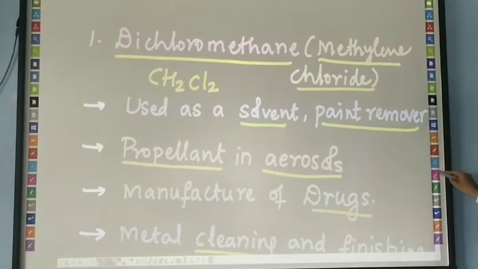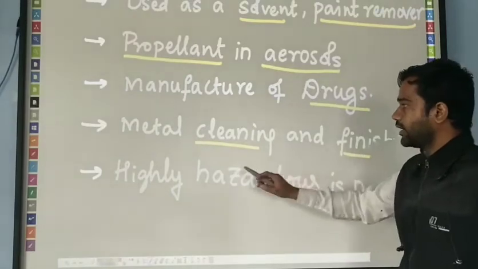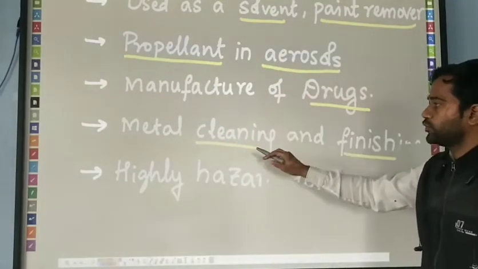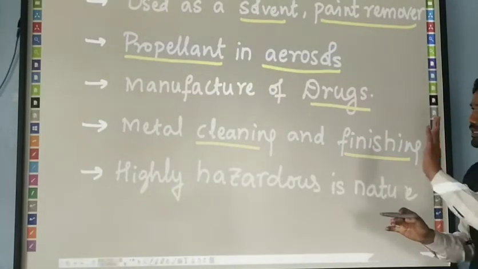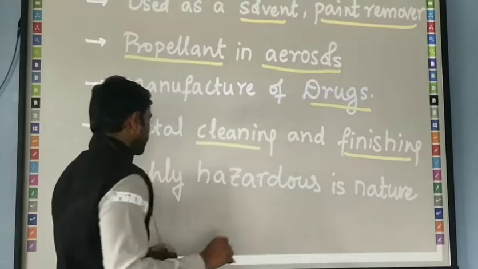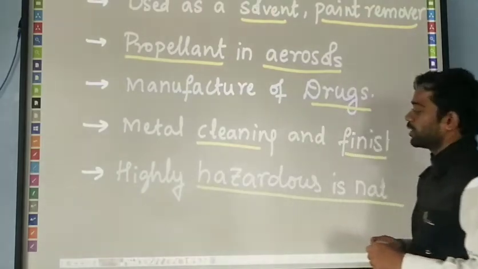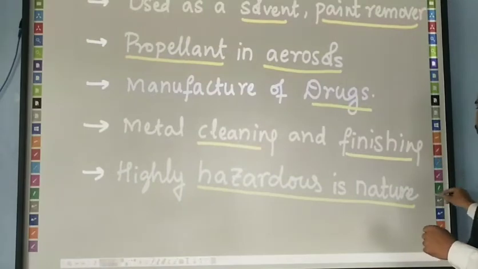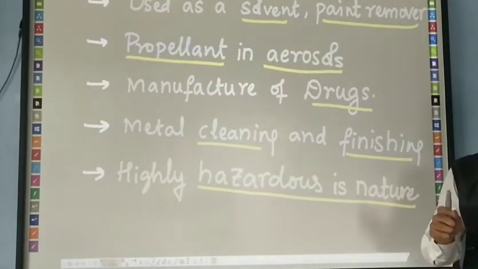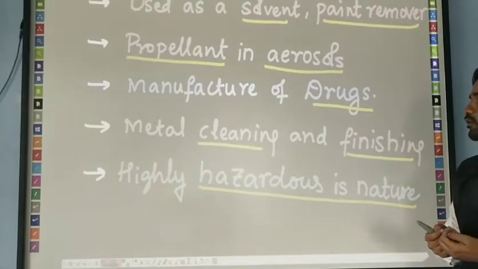It is also used in the manufacture of drugs, and for cleaning and finishing of metal. Dichloromethane is highly hazardous in chemical nature. Why? Because it is highly toxic. Exposure to dichloromethane leads to numbness, stupor, coma and nausea, and many headache problems.